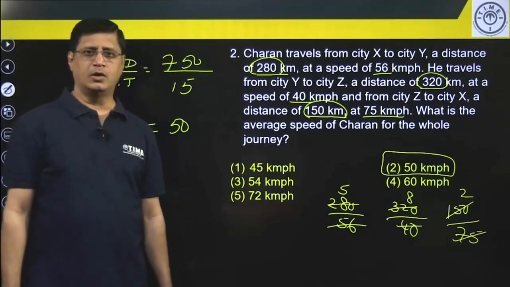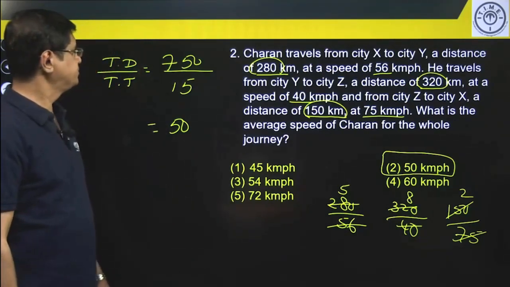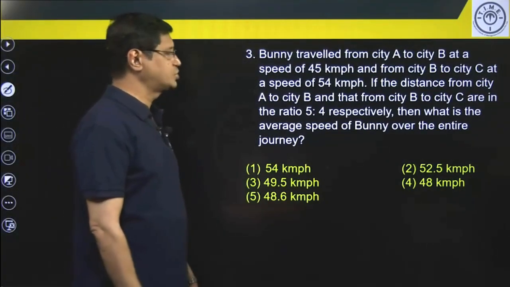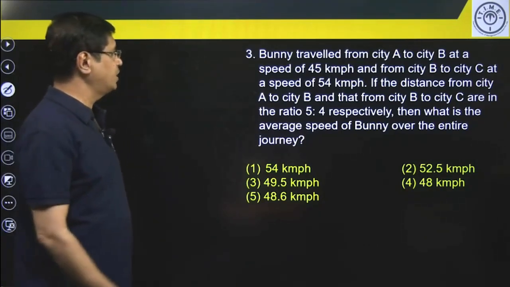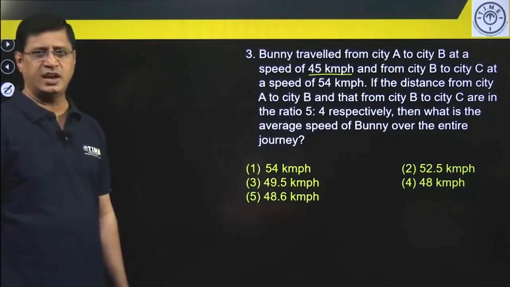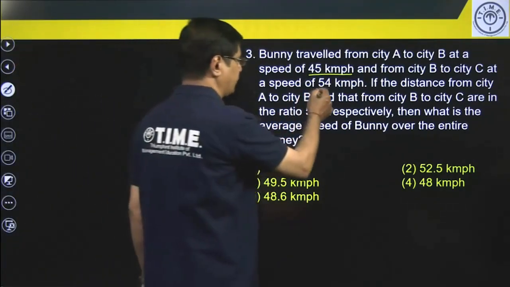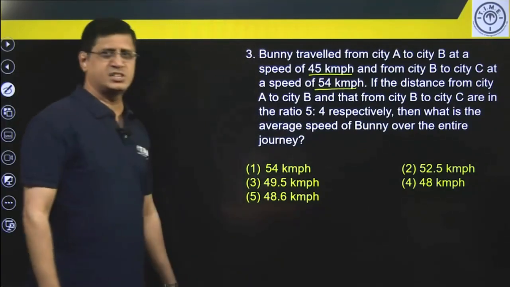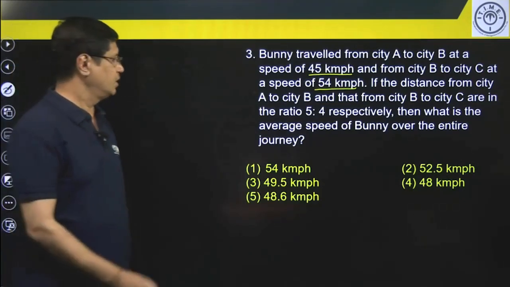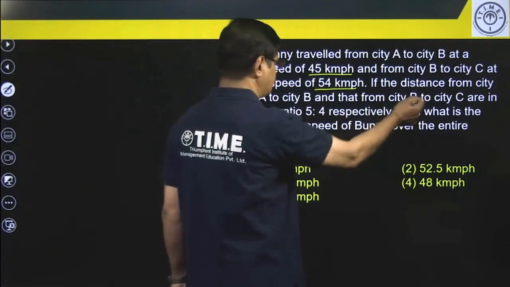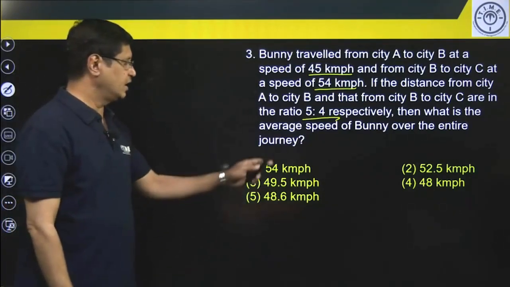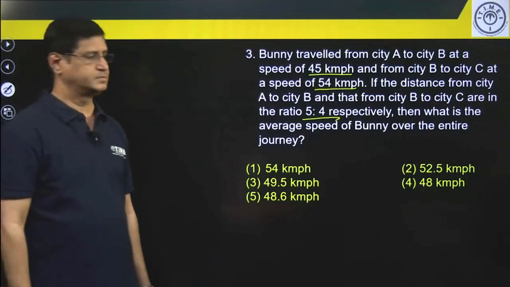Okay. Now moving to the next example. Bunny traveled from city A to city B at a speed of 45 kilometers per hour, and city B to city C at a speed of 54 kilometers per hour. The distances from city A to city B and from city B to city C are in the ratio 5:4. Now what to find? The average speed for the whole journey.